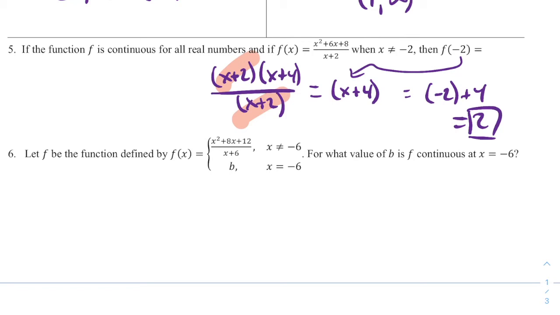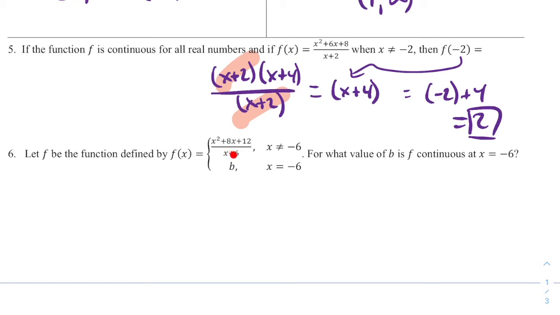Number 6, let f be the function defined by this piecewise function that we see right here. For what value of b is f continuous at x equals negative 6? If this is going to be continuous at x equals negative 6, we see that it's defined here when x is not negative 6. So that's for values that are less than negative 6 and greater than negative 6. And so this is going to be going to a particular value.